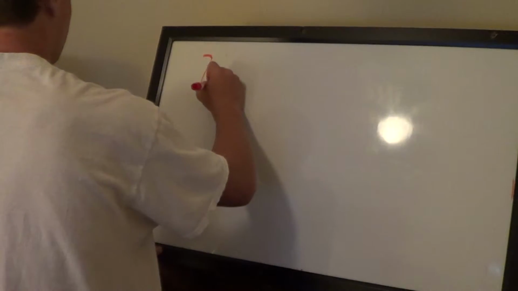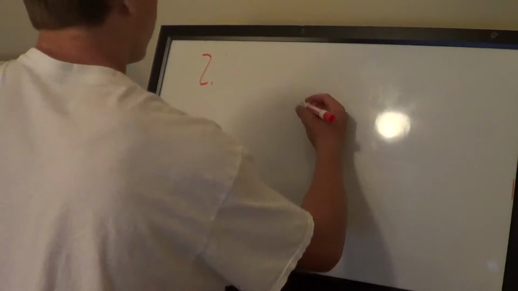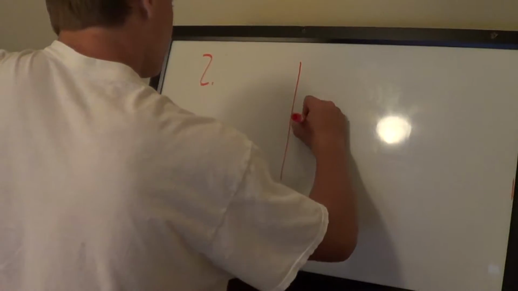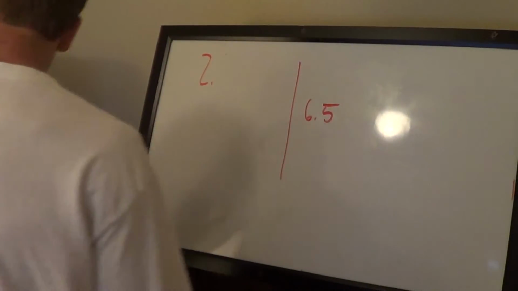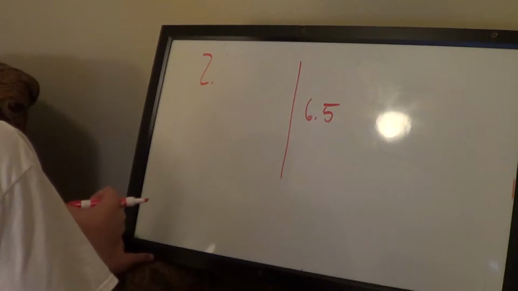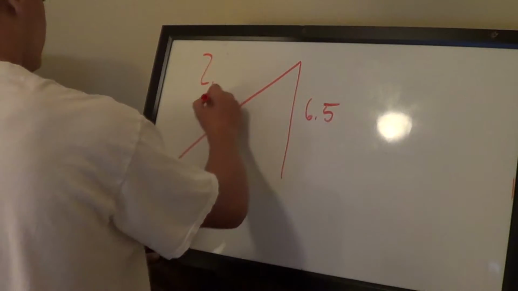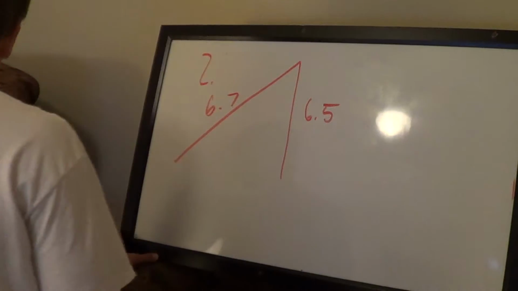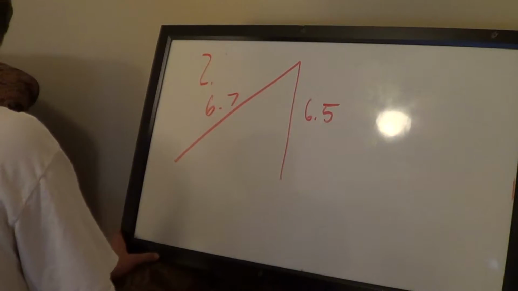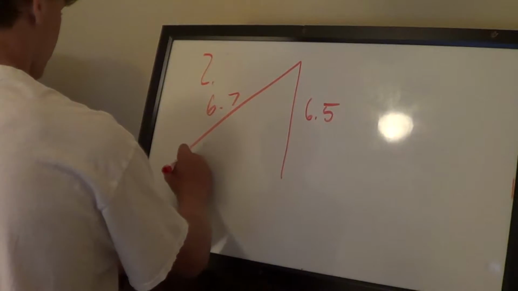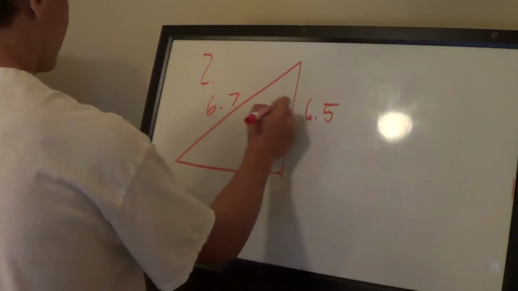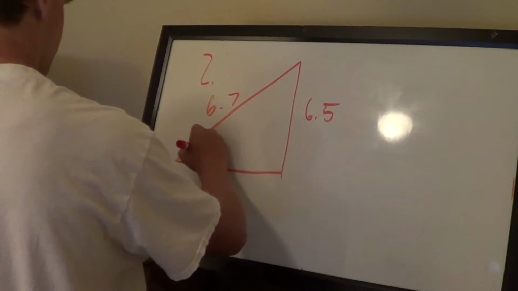For number 2. Number 2 asks, your cat is trapped on a tree branch 6.5 meters above the ground. Find a ladder that is only 6.7 meters long, so the ladder would be facing this way. 6.7. And you're trying to find the angle at which the ladder will make with the ground in order for the ladder to touch the branch. So we're trying to find the angle, so theta.